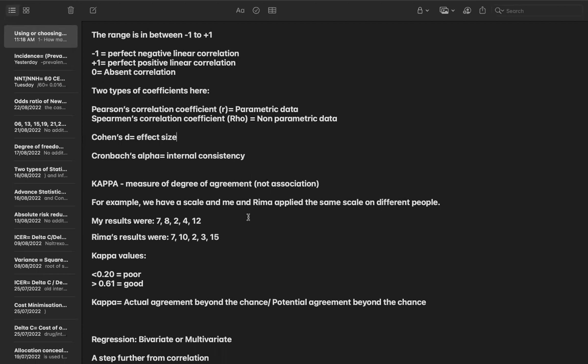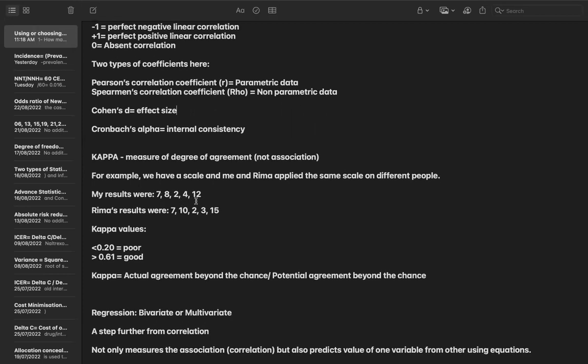For example, we have a scale, and me and my colleague applied the same scale on different people. My results were 7, 8, 2, 4, 12, and my colleague's results were 7, 10, 2, 3, 15. Where did we agree? 7 and 2. So this is the degree of agreement. The formula for kappa is actual agreement beyond the chance divided by potential agreement beyond the chance. But we should remember only one thing, that kappa is related to degree of agreement.